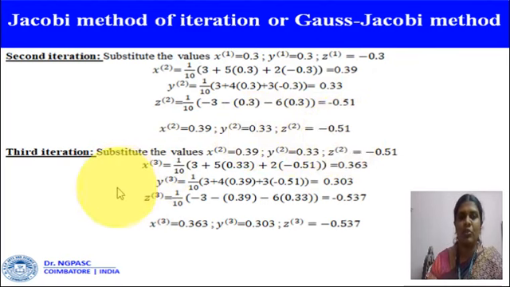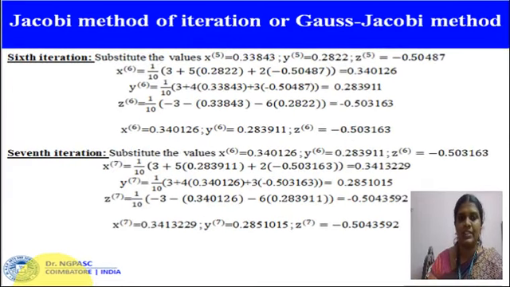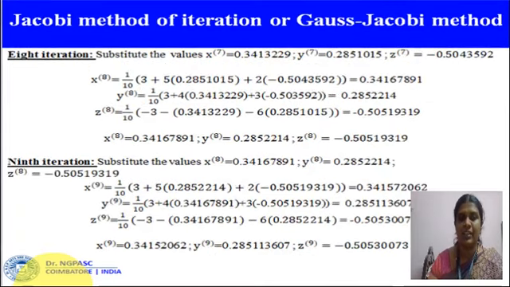Likewise, you have to proceed until convergence is obtained. That is, for three successive iterations, you must get the same values. For all the three unknowns x, y and z, you must get the same value for three consecutive iterations. So we have to proceed like that. So third iteration, fourth, fifth, sixth, seventh, eighth, ninth.